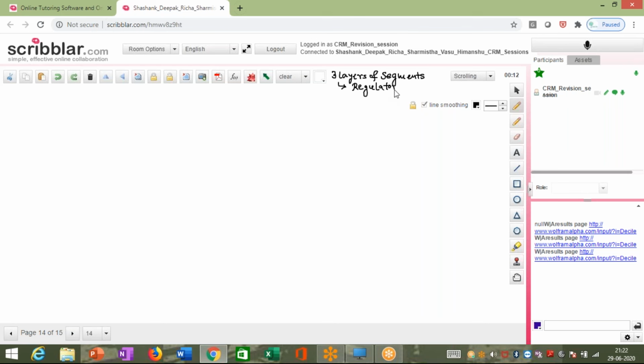Now, the next that I talk about is the risk-based segmentation. And the third that we talk about is the statistical segmentation.